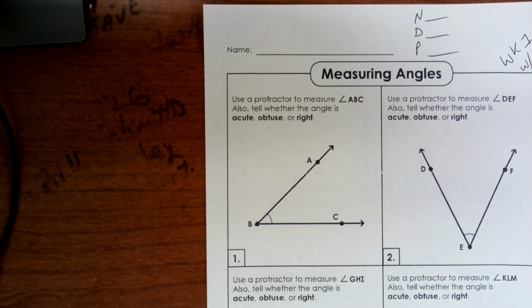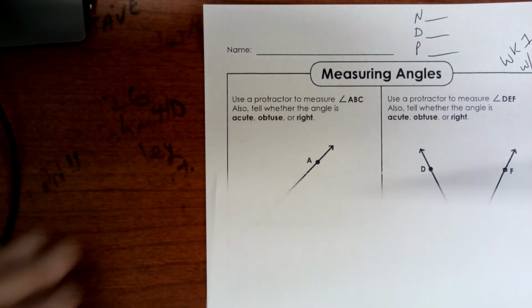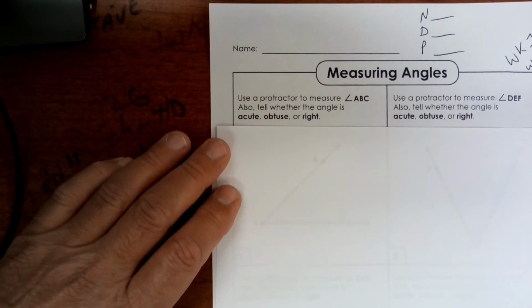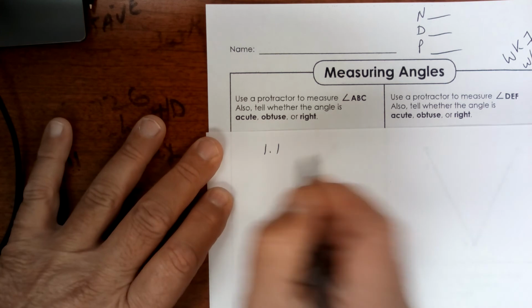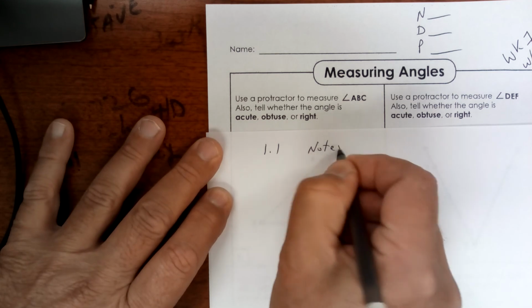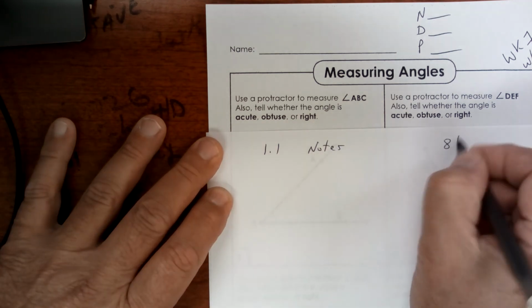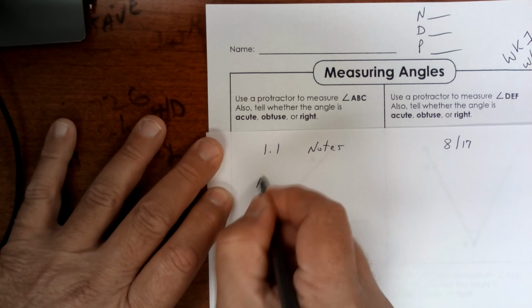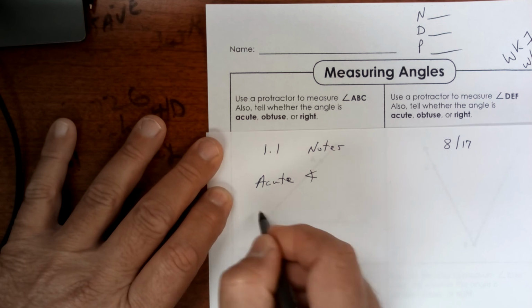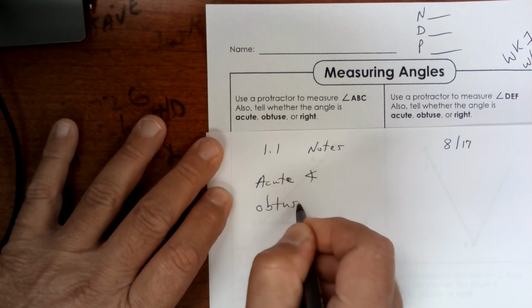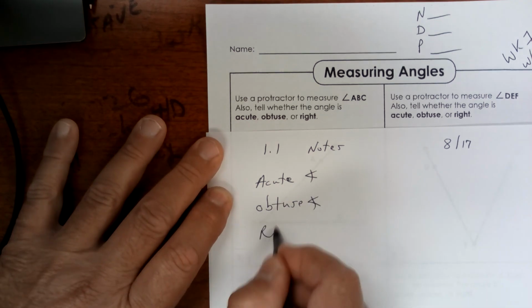And by the way, we have some definitions here, so let's just go over that first. So on a new sheet of paper, put away your bell work. I want you to put 1.1 and put notes, and then put today's date, which is 8/17. So we have acute angle, obtuse angle, and a right angle.